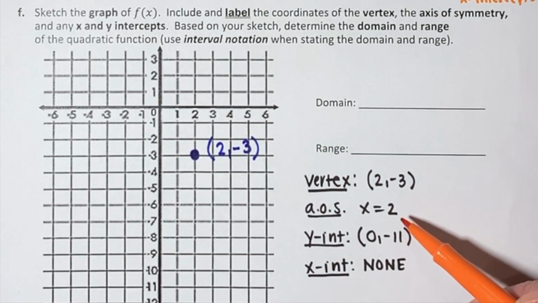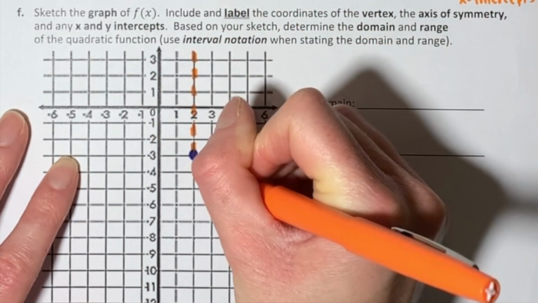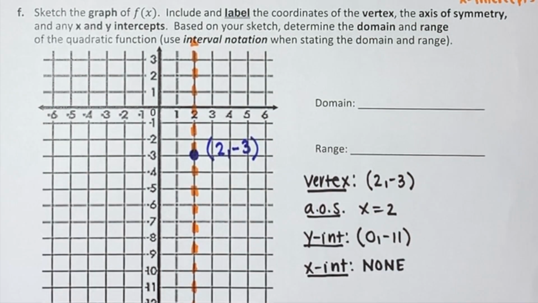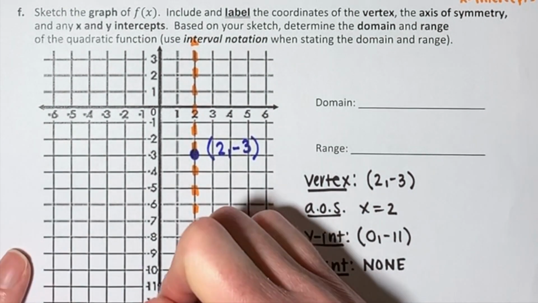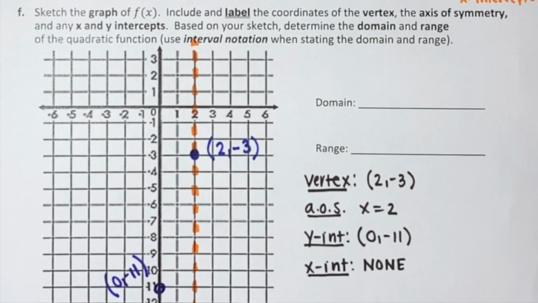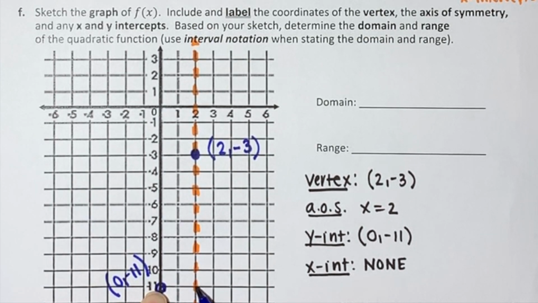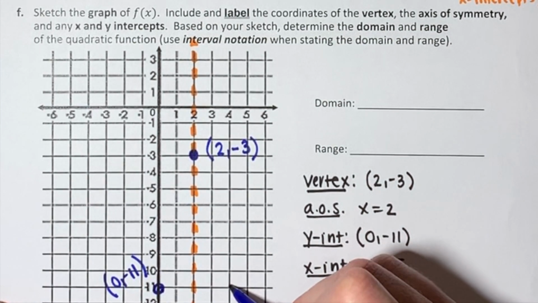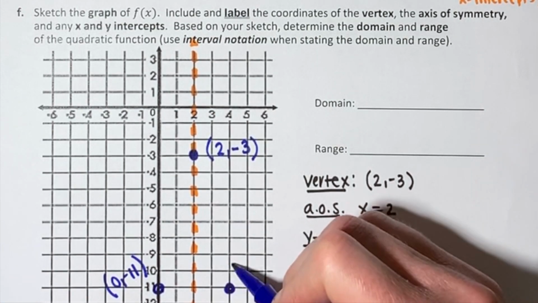Now let's draw the axis of symmetry, which is a vertical line, x equals 2. The y-intercept is (0, -11). And there's no x-intercept, so it might be helpful here to have our extra optional point using symmetry. To get our extra optional point, we always look at the y-intercept. Notice that the y-intercept is 2 units to the left of the axis of symmetry. So to find our extra point, we can go 2 units to the right of the axis of symmetry. And that gives us the ordered pair (4, -11).